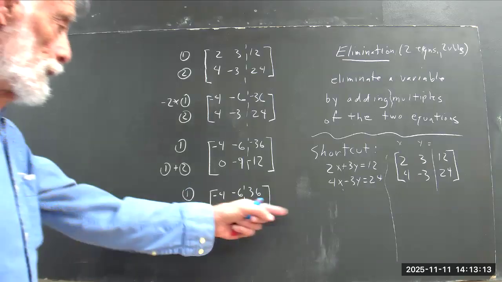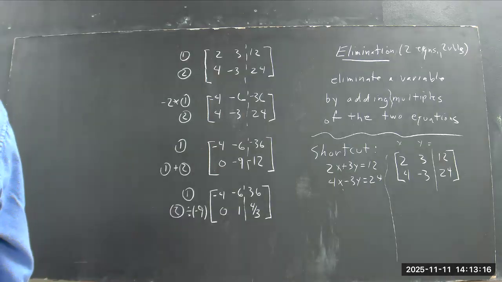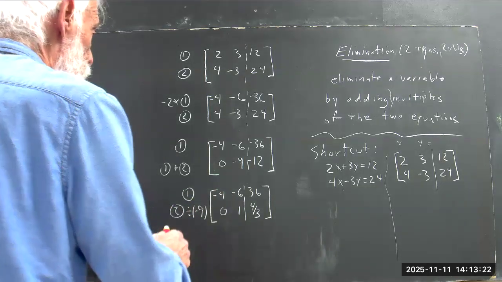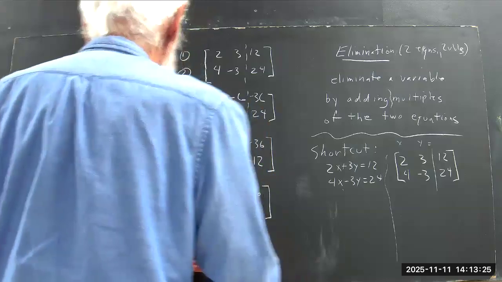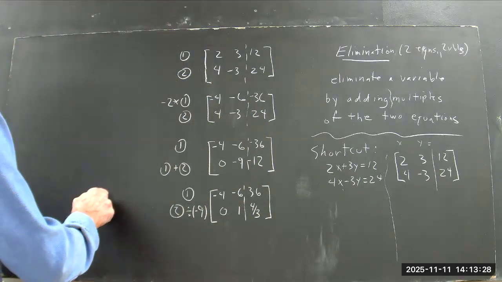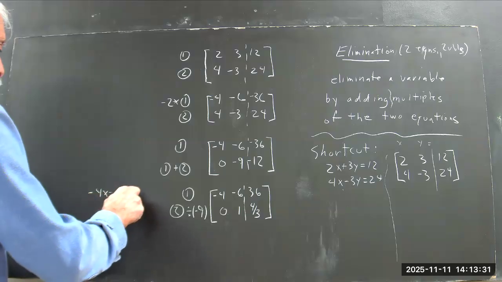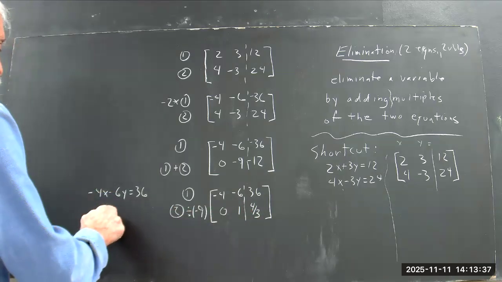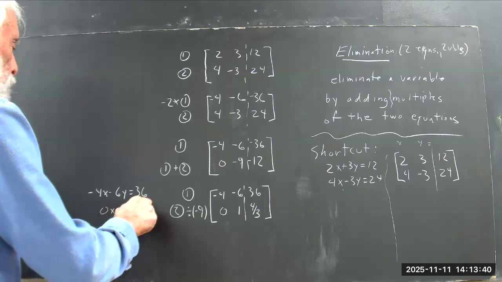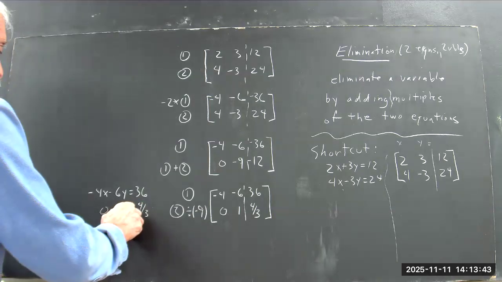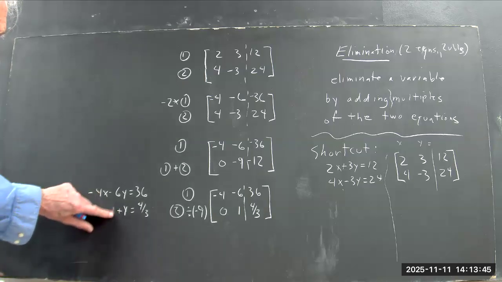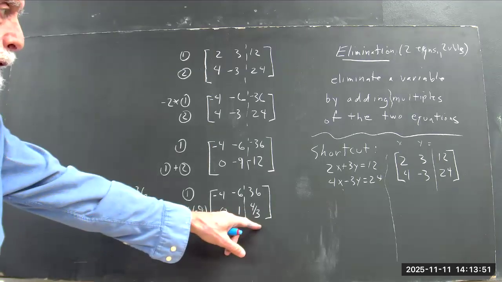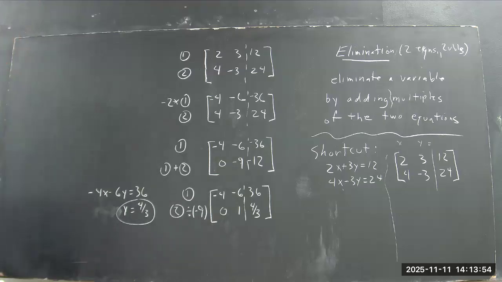Now let's translate this into equations. And we better get kind of quick, we just went out of time. This means the same as -4x minus 6y equals 36. And what's the second one? It's 0x plus y equals 4/3. Well, 0x is just 0. And we don't need a plus on the y. Y equals 4/3 is our solution for y. Okay?